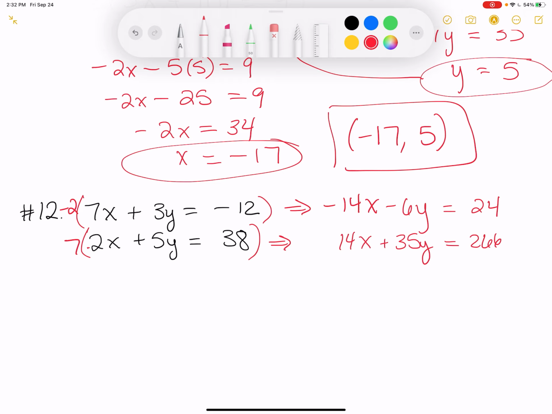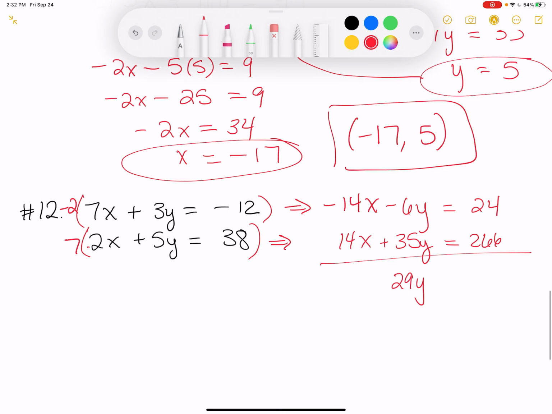All right, so now the x's are going to cancel. They're opposite signs, same number. So then 35y minus 6y is 29y. I'm going to add these numbers over here together, so that's going to give me 290. How many times does 29 go into 290? So y is 10. And then remember, I'm plugging it into the original.